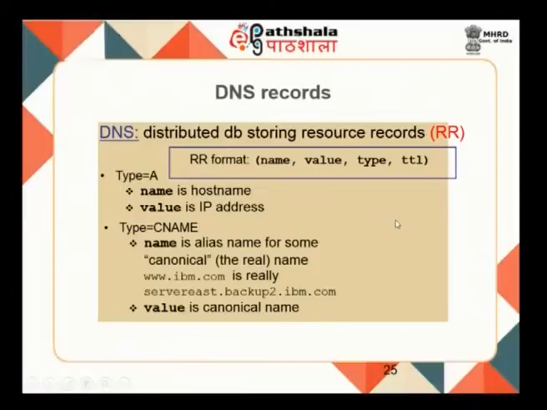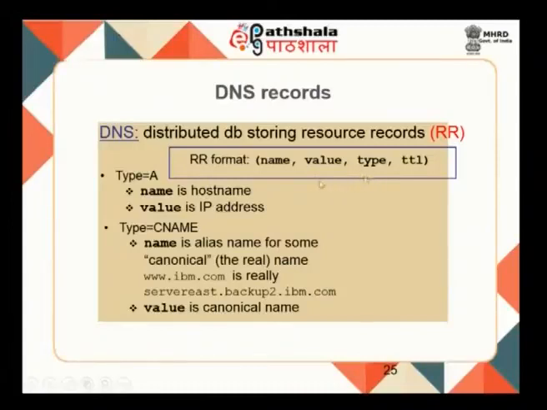Now, how is it that this DNS information is actually stored? It is stored in what are called resource records. Resource records are the format in which the DNS information is stored. The RR format goes like this: it is a 4-tuple, name, value, type and TTL. The name and value will give you the information mapping that we are talking about.